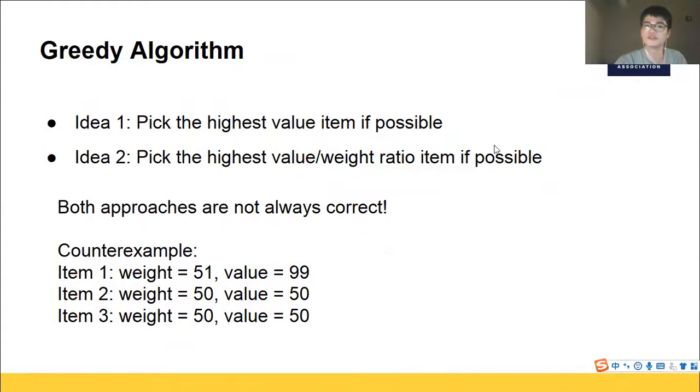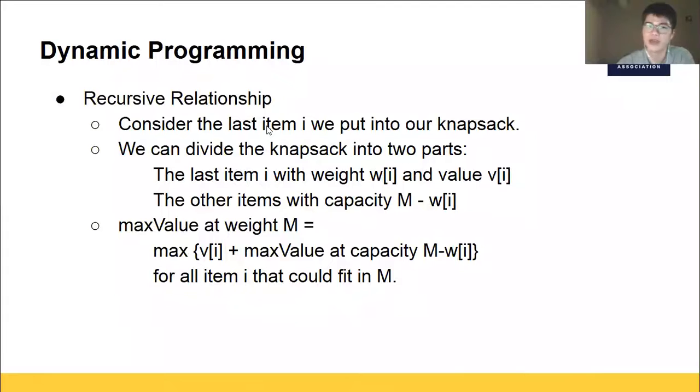So we have to refer to dynamic programming. For every dynamic programming problem, as we know, we need to have a recursive relationship between each problem and its subproblems. For this one, we're dividing the knapsack into two parts, the last item and every item else. The last item would have a weight of Wi and a value of Vi. And the other items would have a maximum capacity of m, which is the original capacity, minus the last item's weight.